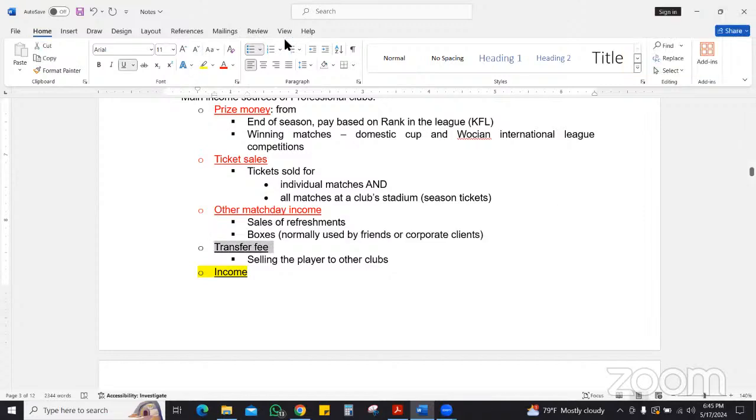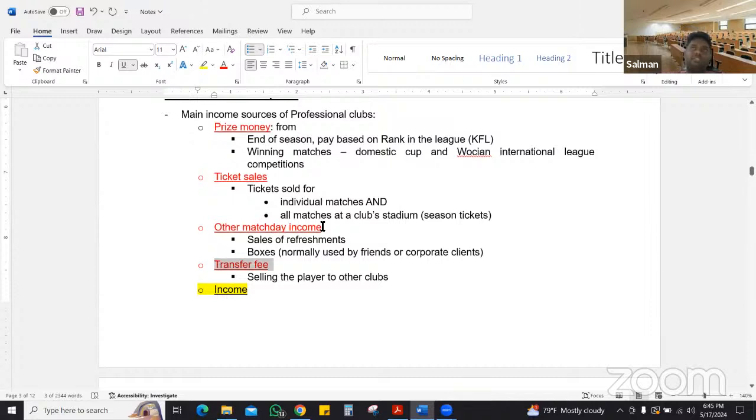And next is transfer fee. So we also discussed earlier where clubs recruit players to the first team by purchasing. Similarly, clubs can also sell. So when they sell players to another club, they also get a transfer fee. Right?